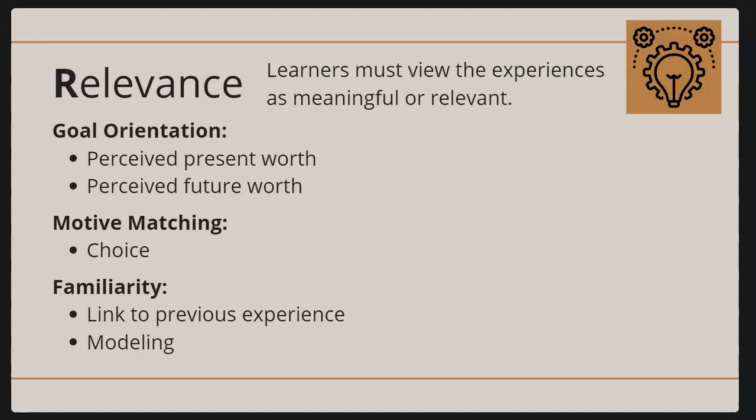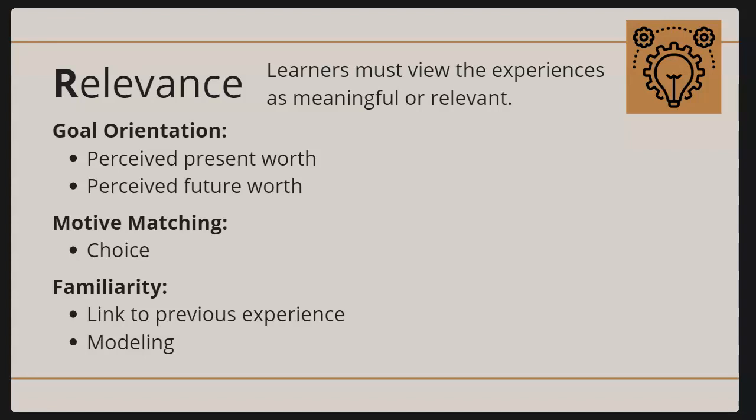A second strategy under relevance is motive matching. When you have choice, adults already know what they want to learn and how, and if they're given this choice, this increases their motivation. Adults have preferences on learning methods or media and can find that some are more effective for them than others.